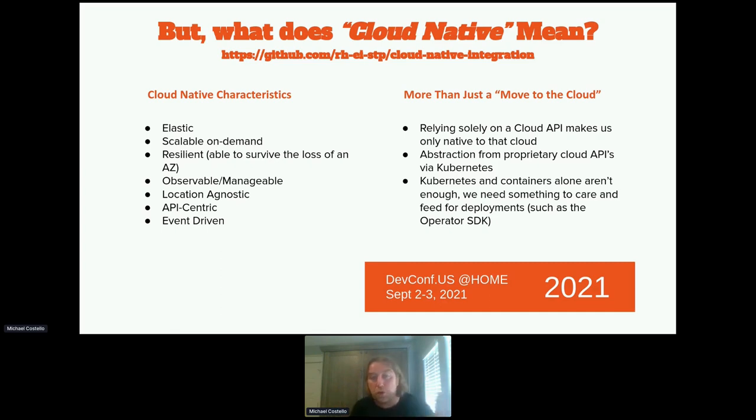To be truly cloud native and to capture these characteristics on the left-hand side of the screen, we need something that actually does caring and feeding for our deployments, that attends to some of these things, such as observability, manageability, resilience, scalability. And so we need something like the Operator SDK. I won't get into the Operator SDK and what it is, but again, please go check out this article. We explain it in nauseating detail.